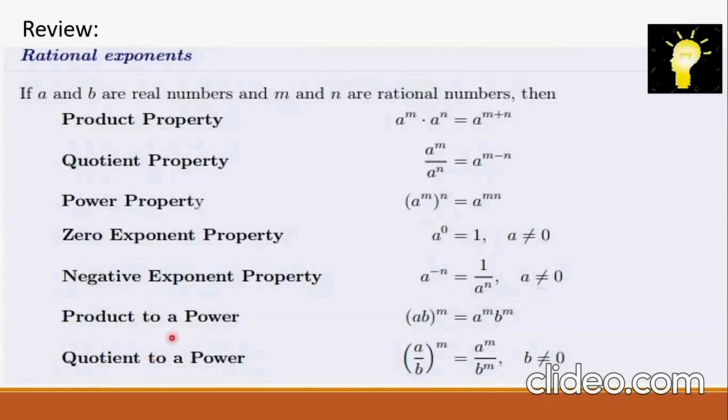Next is the product to a power. When we have the product ab raised to m, this is equal to a raised to m times b raised to m. And the last is the quotient to a power. We have a quotient a over b, and all raised to an exponent m. This is equal to a raised to m over b raised to m. There is a restriction that b should not be equal to 0.